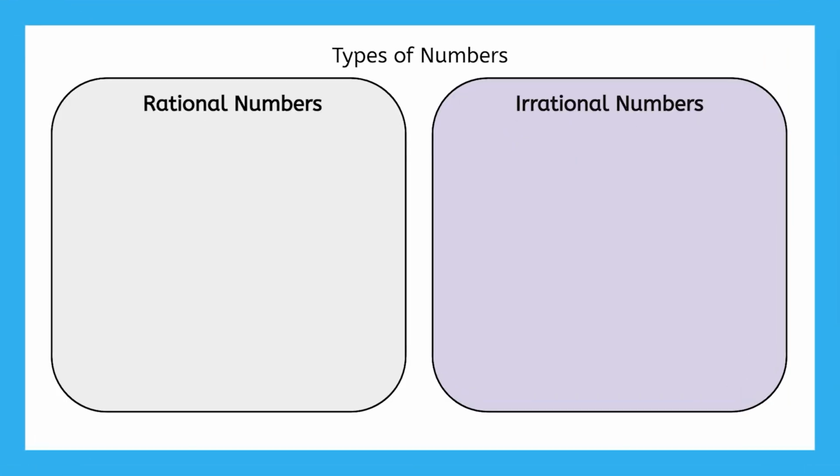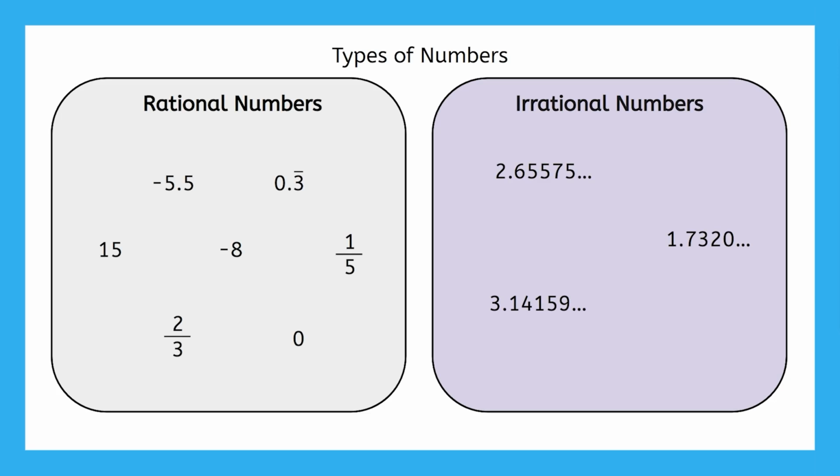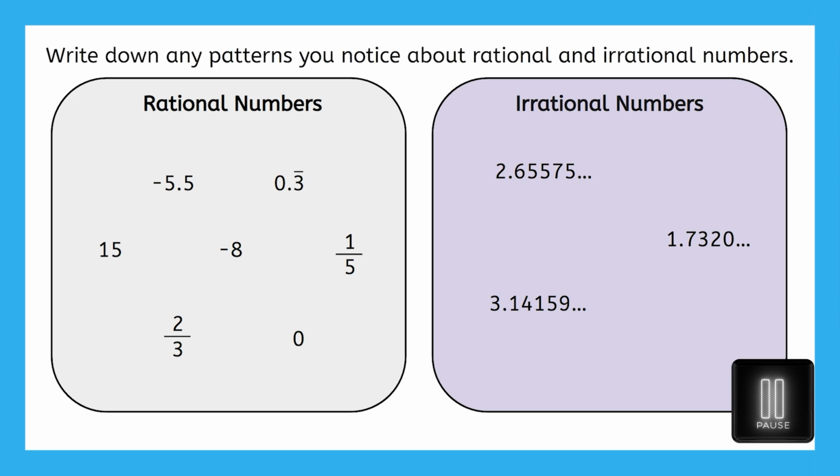Are there any numbers that don't fall into the categories of integers, whole numbers, and natural numbers, though? What about numbers that are between two integers, like fractions and decimals? Well, there are two more categories of numbers: rational numbers and irrational numbers. I've sorted a list of numbers into these categories. Do you notice any patterns? Pause the video to write down patterns you notice about rational and irrational numbers.